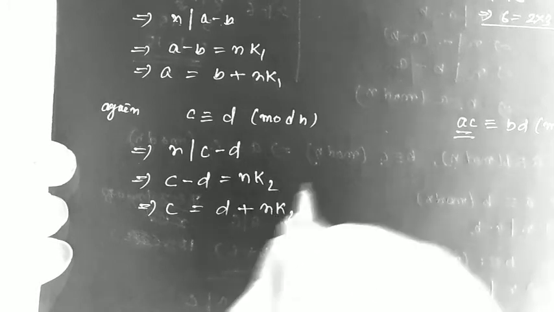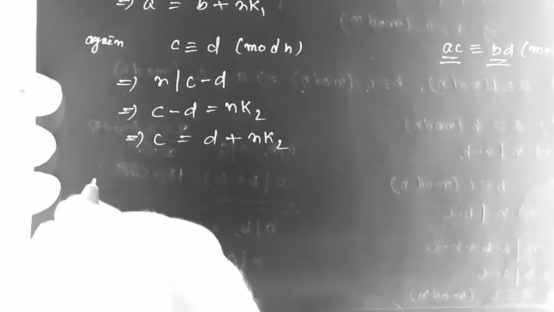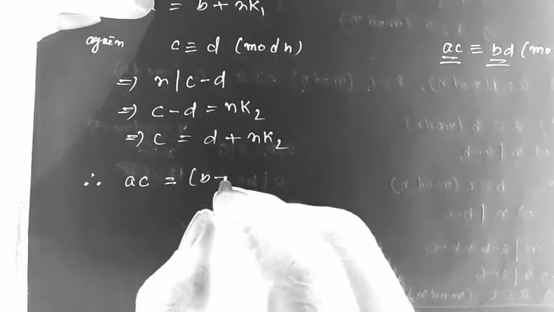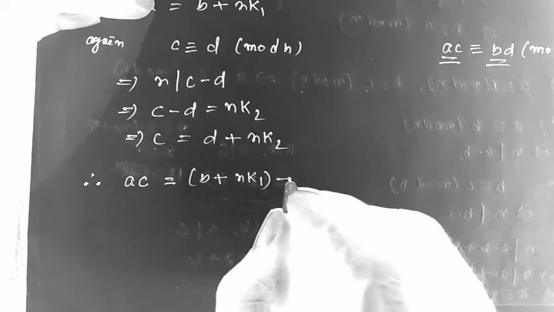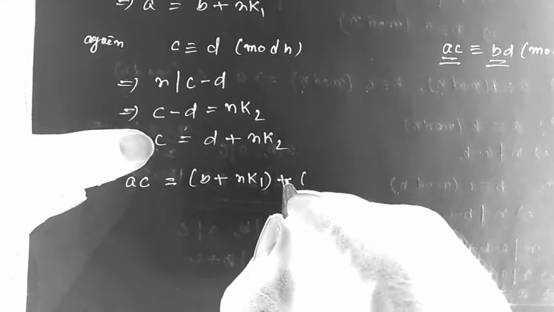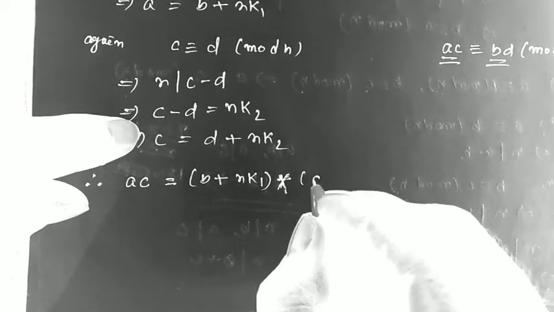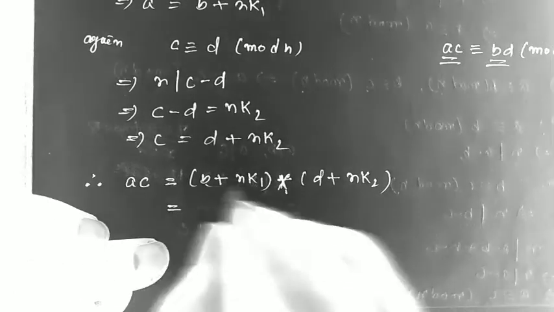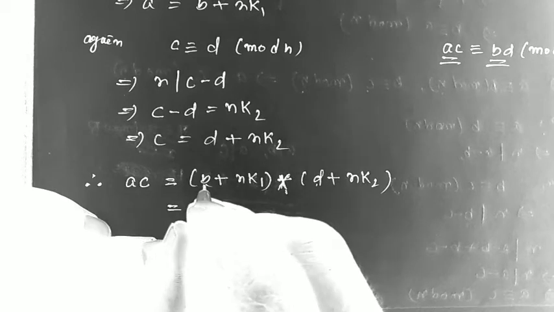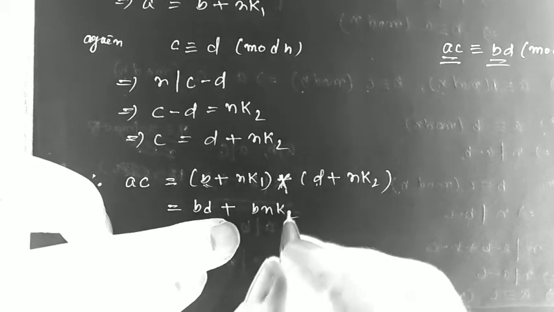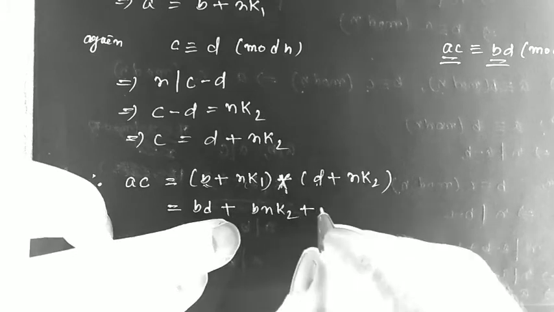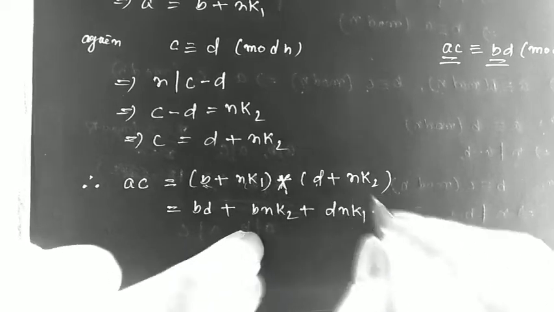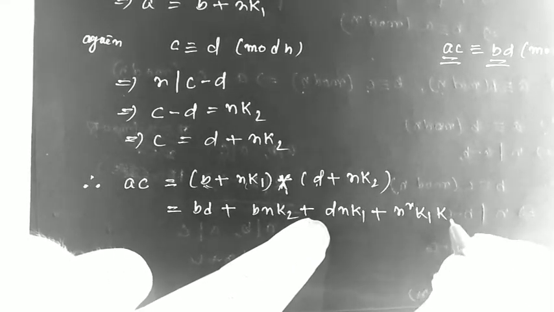So first of all we will find AC and then we will find BD. AC means A, that is B plus n into K1, times, since we are multiplying here, C, that is D plus n into K2. If we multiply, we get B into D plus B into nK2 plus D into nK1 plus n square K1 K2.